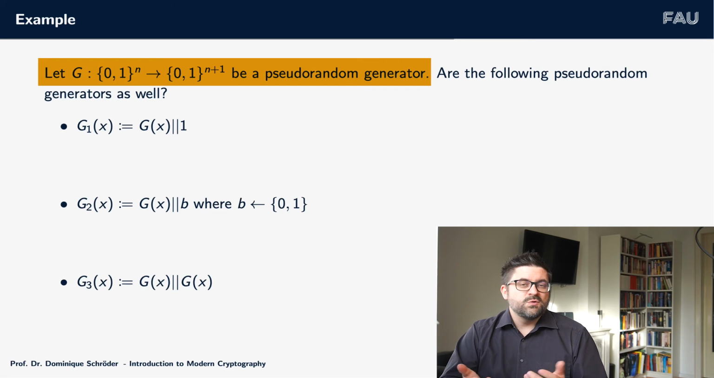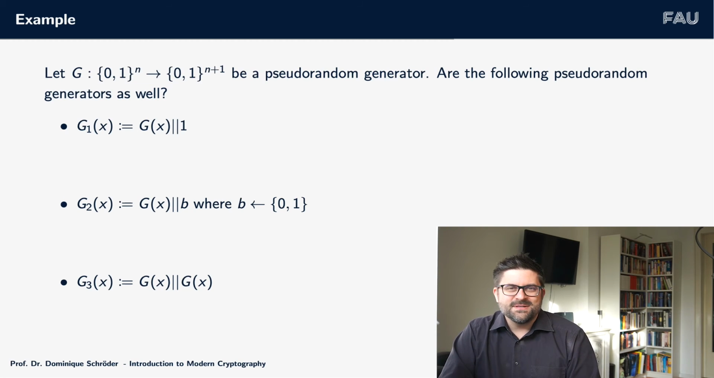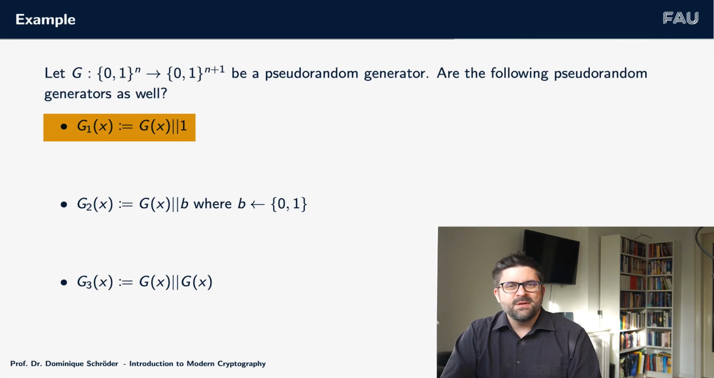To learn how to work with this definition and what the properties are, we usually like to choose artificial examples that show us how to work with it. So let's take a look at the first example. We start with our PAG G, and we are appending a fixed bit 1 to it. The result is the computation of a potential function G1. Is G1 a PAG? Yes or no?